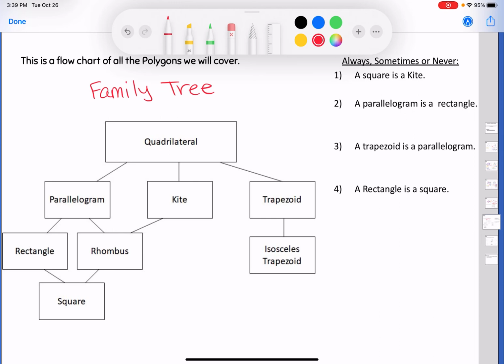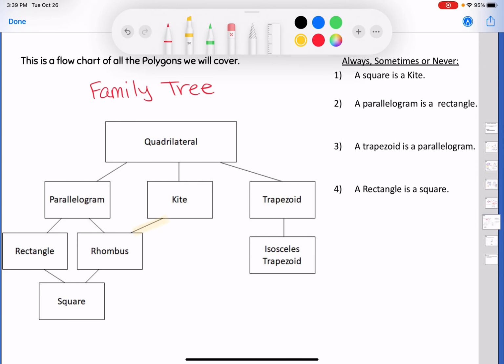The parallelogram is a quadrilateral with some special things going on. The kite also has some special things, and a trapezoid. Underneath parallelogram, I have a rectangle. A rectangle is a parallelogram, so it's directly connected underneath. A rhombus is a parallelogram, so it's directly connected underneath. But as we found by looking at the properties, a rhombus also has all the properties of a kite plus some new ones, so it's also connected to the kite in the family tree, right?